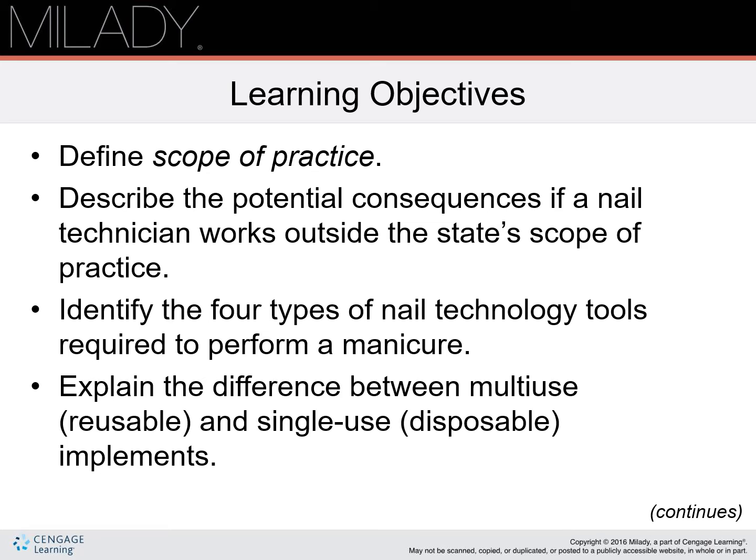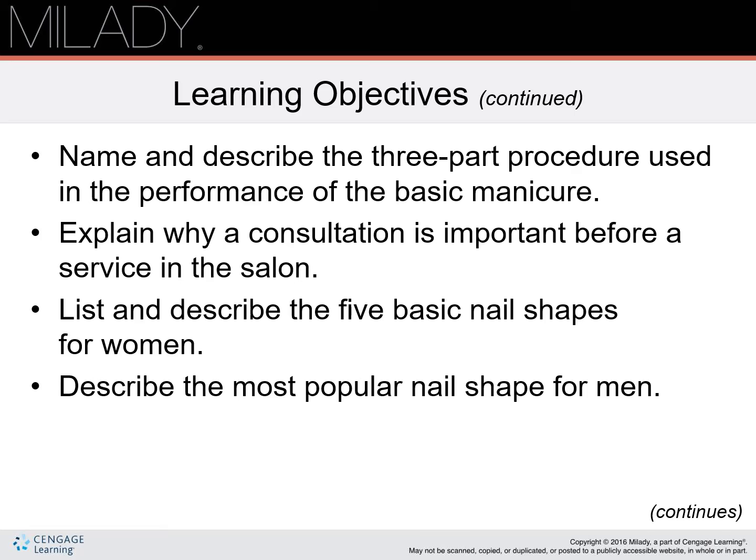You're going to be able to identify the 4 types of nail technology tools required to perform a manicure. Explain the difference between multi-use, which is going to be your reusable items or implements, and then you have your single use, which is your disposable implements. You will also be able to name and describe the 3-part procedure used in the performance of a basic manicure, including your pre-service and your post-service.